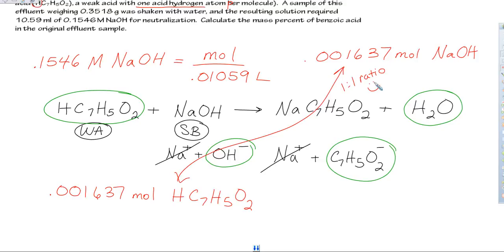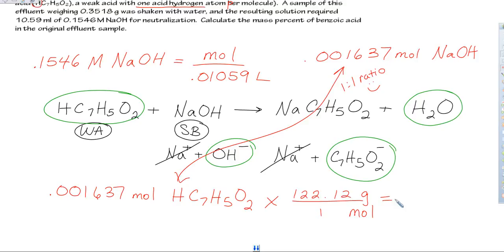Okay, so now from here, often we get the moles of the unknown solution. We know maybe a volume, and we have to find the molarity. This time, I want to calculate a mass percent. So I know the mass of the mixture. That effluent sample had a mass of 0.3518 grams. Well, here's the amount of acid that must have been in that sample. We just need to get that back into grams. So let's just do a quick switch. Cancel moles, put it in grams. On the periodic table, this is about 122.12 for 1 mole.